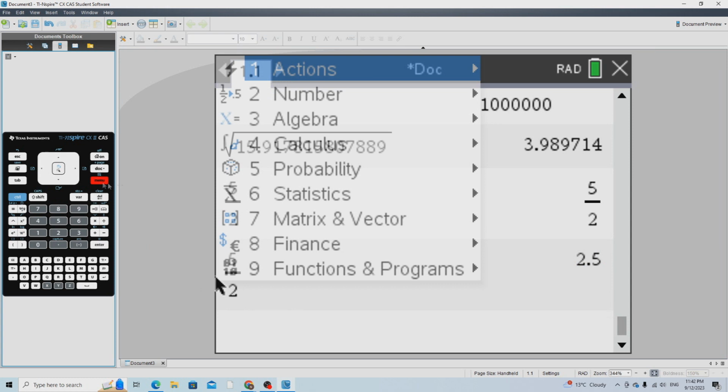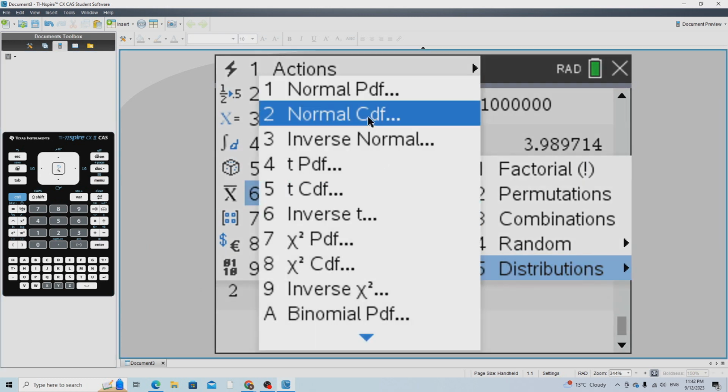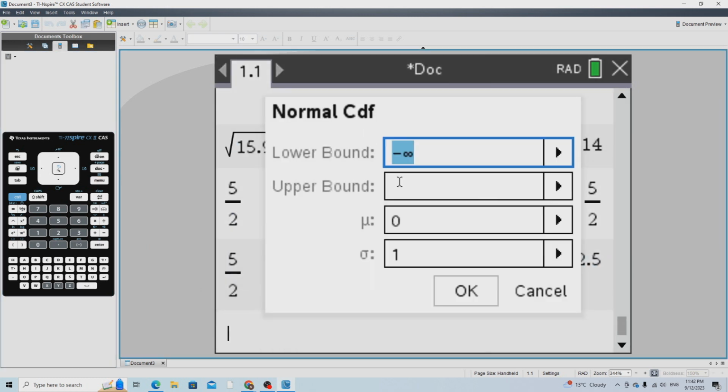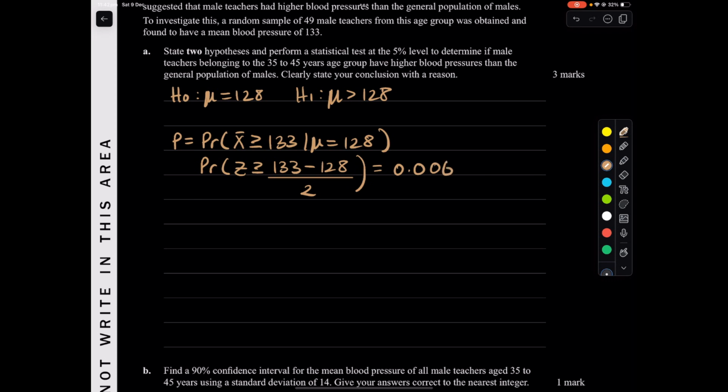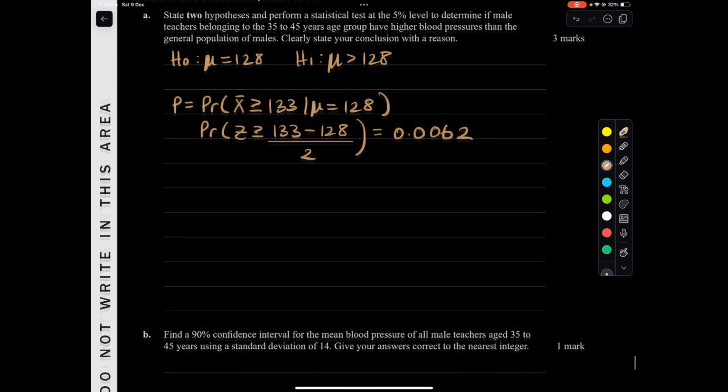So what we're going to do is go on menu, go to probability distribution, go to normal CDF. And we're saying this value over here to infinity. And again, we're using standard normal distribution, so your mean is 0 and your standard deviation 1. Press OK, and we get this. So let's write that down. 0.0062. Okay, now let's think.